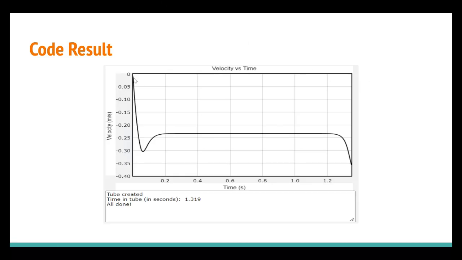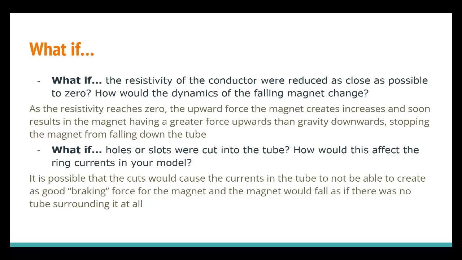And we can see right when we dropped the magnet in the tube, it had its highest peak in falling. And then once it settled inside the tube, it stayed constant right until it left the tube. We can also see that the computational time within the tube was 1.32 seconds, which was only 0.06 seconds off from the actual experiment we did.